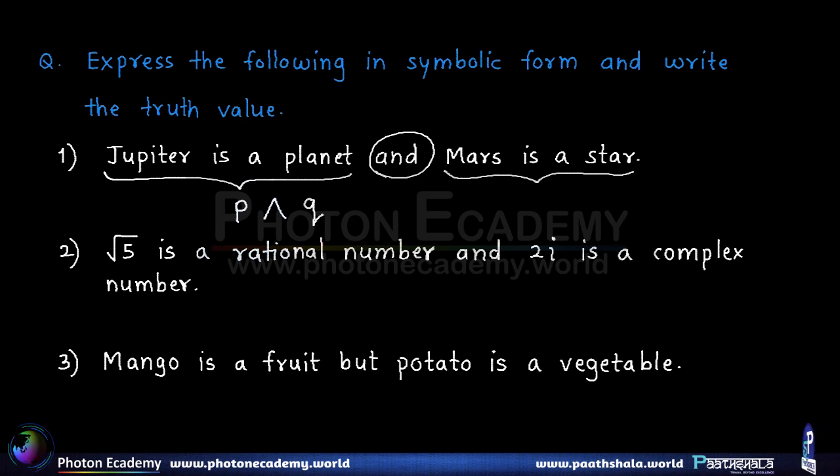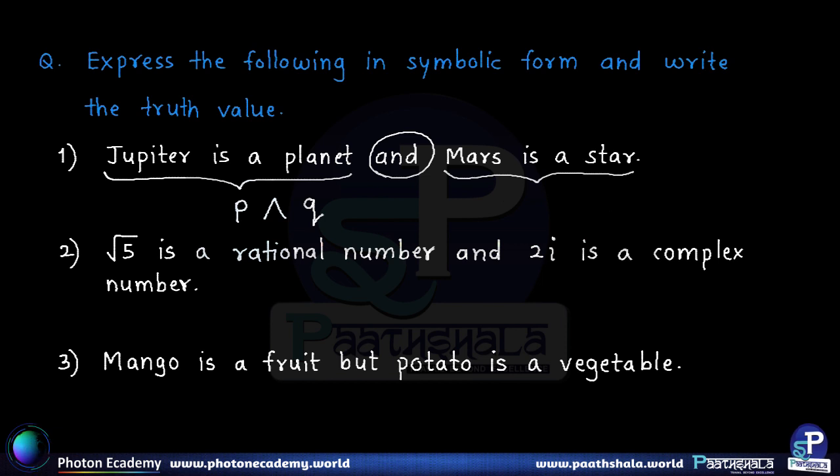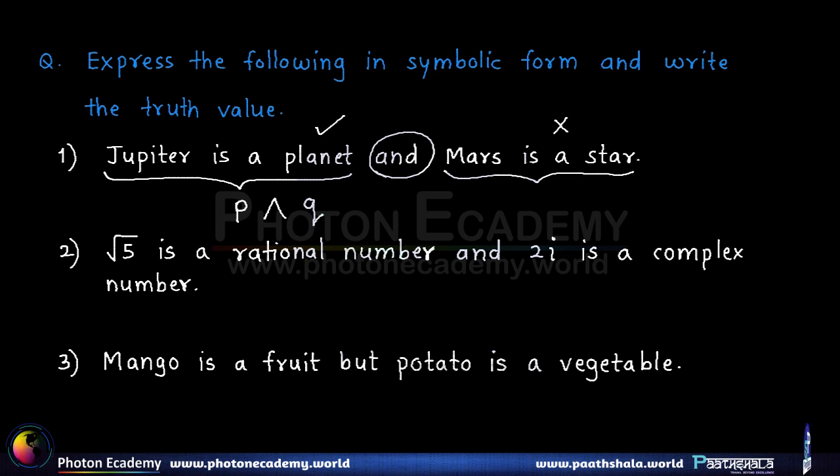Now we have to state whether this final compound statement is true or false. We observe that the first statement is true, that is, Jupiter is a planet is a true statement, but Mars is a star is clearly a false statement, because Mars is also a planet, it's not a star. So the final conjunction, since it has one false statement, is also a false statement overall. When at least one of the individual statements is false, the conjunction becomes false. Now let's go to the second one.